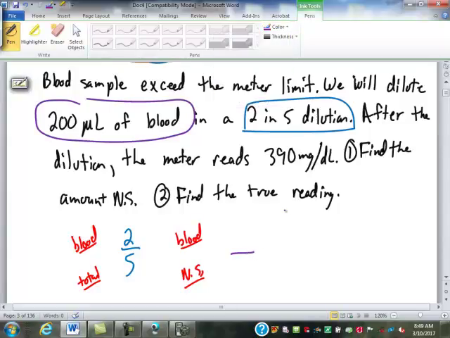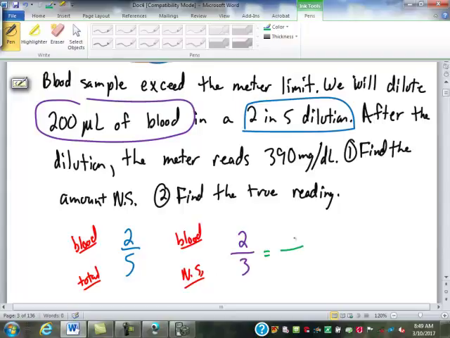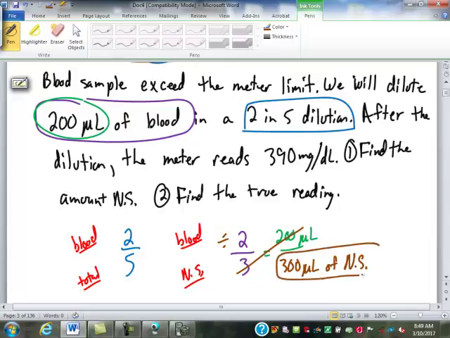What's that ratio going to be? 2 to 3. Good. 2 parts blood, that doesn't change. 5 minus 2 gives us 3 parts saline. And if we're going to use 200 microliters of blood, we can cross multiply and divide. That's going to give us 300 microliters of saline that's going to get mixed with it.